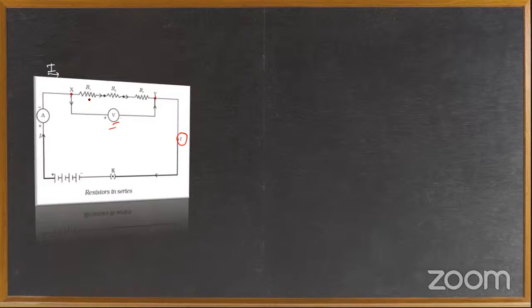Will the current passing through this resistance, this resistance and this resistance be different or the same? What is it? Current is same. When we saw parallel, what we have seen is that current is going to be distributed in three streams.